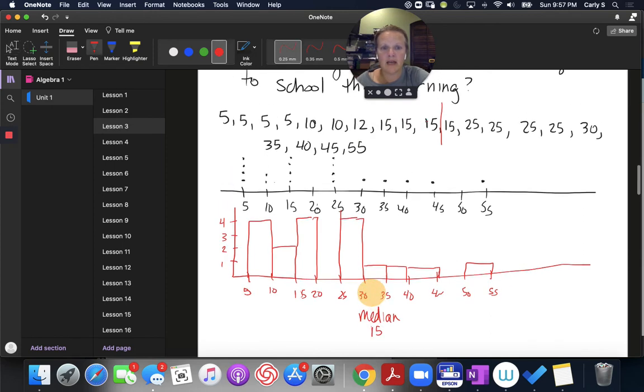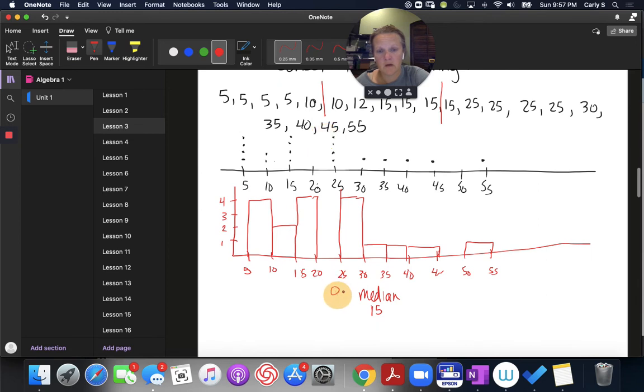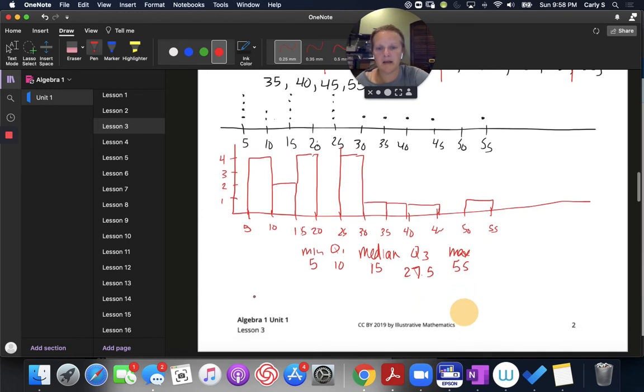Then I would take the lower 10, 1, 2, 3, 4, 5. My Q1 is 10, and my min is 5. For Q3, 1, 2, 3, 4, 5. I believe my Q3 is the average of those two. So I'm going to write this down, and then we're going to do the calculator version: 27.5, and the max is 55. So when I do my box and whisker plot, that's what I'm doing.